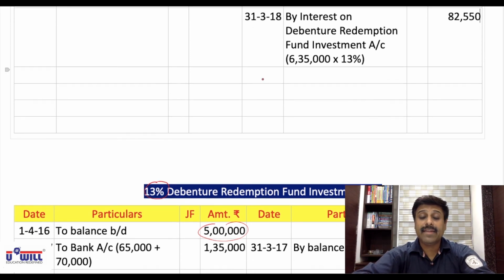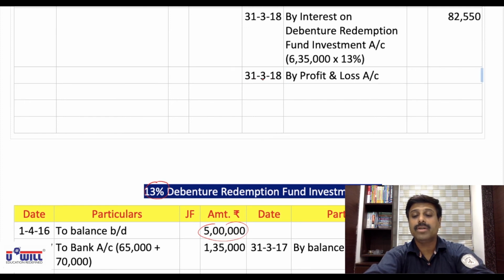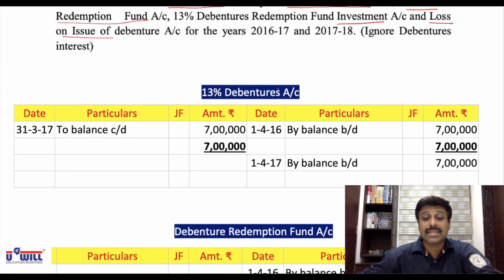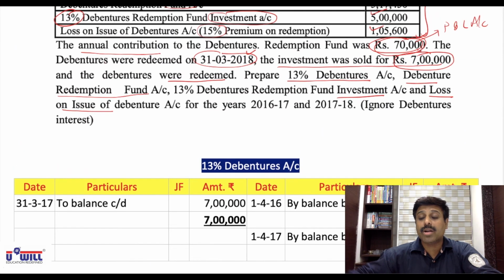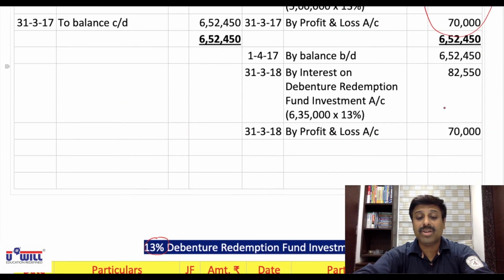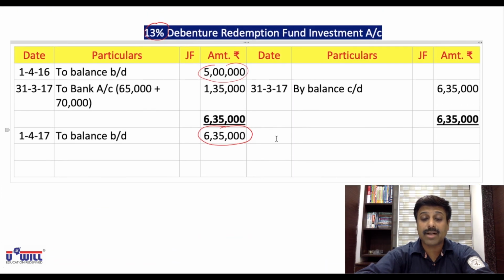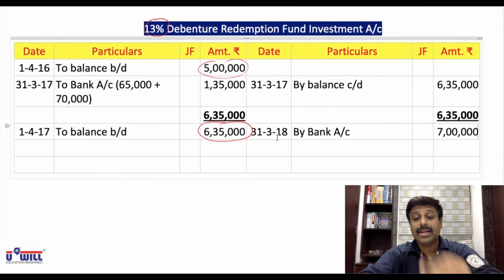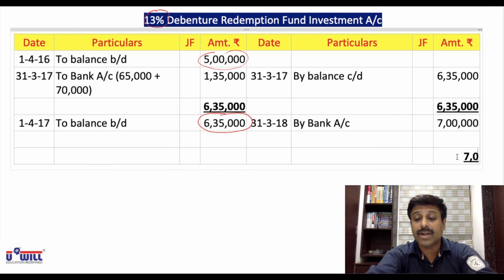Okay. Then again we'll keep aside the funds, so 31,318 by profit and loss account 70,000. Now instead of making the investment, we are going to sell the investments in the last year. Here it is given that investments are sold for 7 lakhs. So bank account debit to investment account. To investment means investment account credit side, 31,318 by bank account, they are sold for 7 lakhs. And then whatever balancing figure remains in the investment account will also be transferred to the fund account. So 7 lakhs on both the sides.